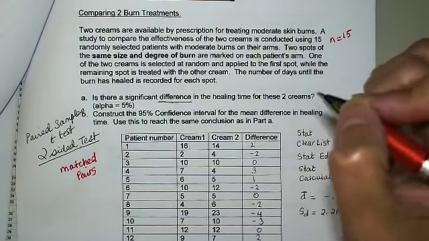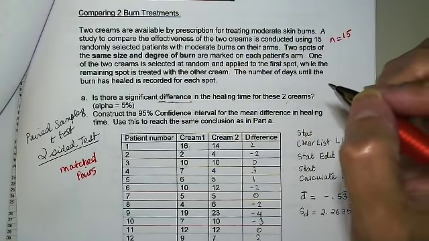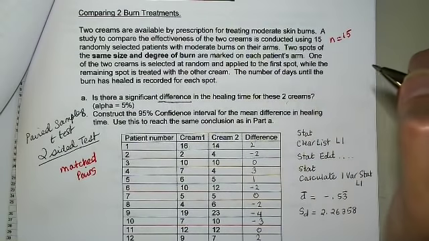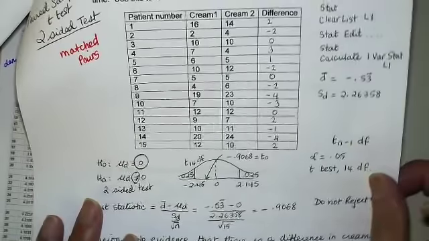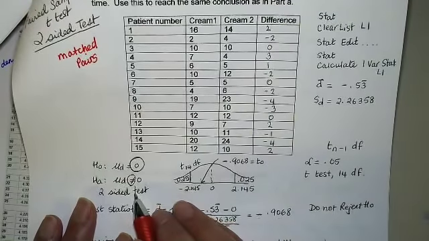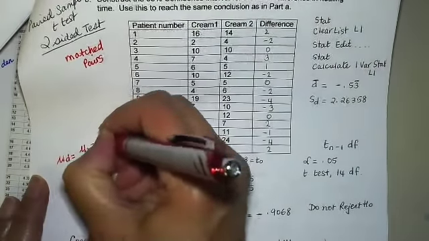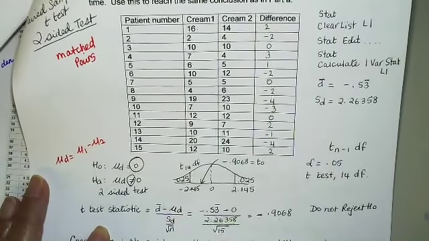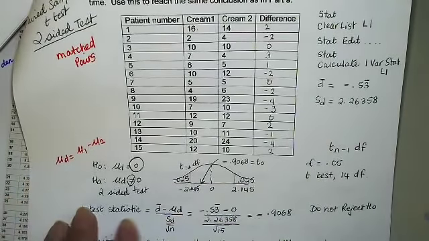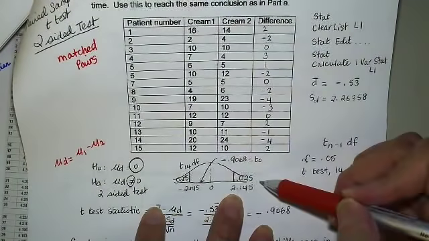And this is a two-sided test because they just want to see, is there a difference or not? They're not saying, is cream 1 better than cream 2? Or is cream 1 less effective than cream 2? That's not what they're saying. They're saying, is cream 1 the same as cream 2 or not? So this would be a two-sided test. So I go ahead and I write that here. H0, mu D equals 0 versus HA, mu D not equal to 0. Where mu D is just mu 1 minus mu 2.